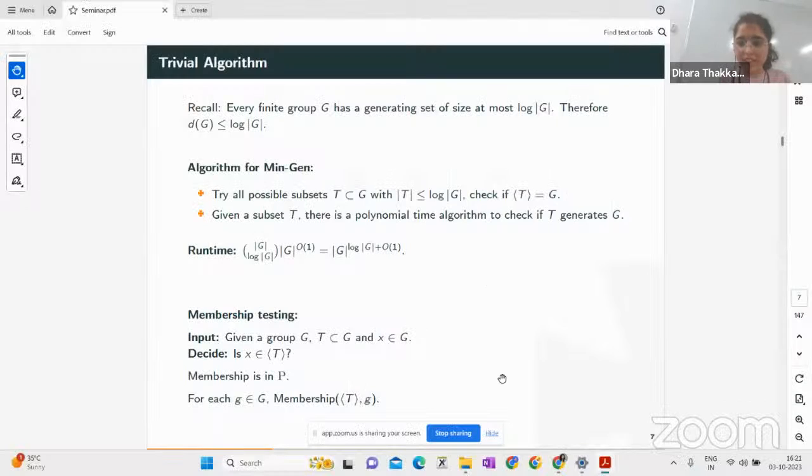Yeah, so I was saying that for now I am assuming that all these things are given in Cayley table, but this is also true for even permutation group representation. And there also membership testing is in P, so we don't have any problem.